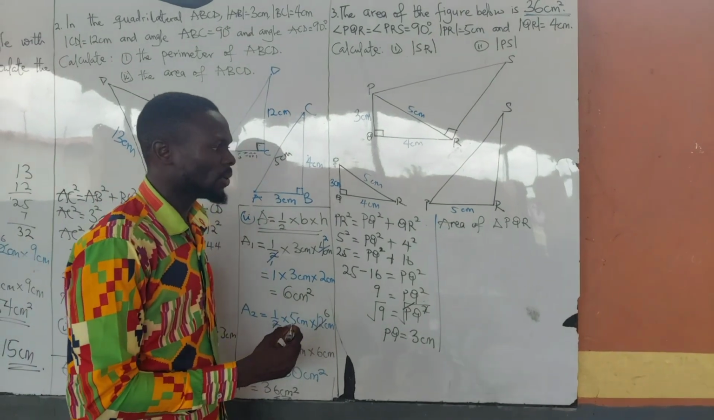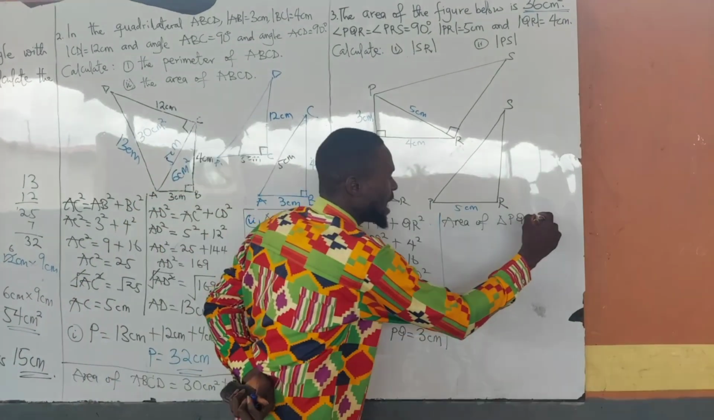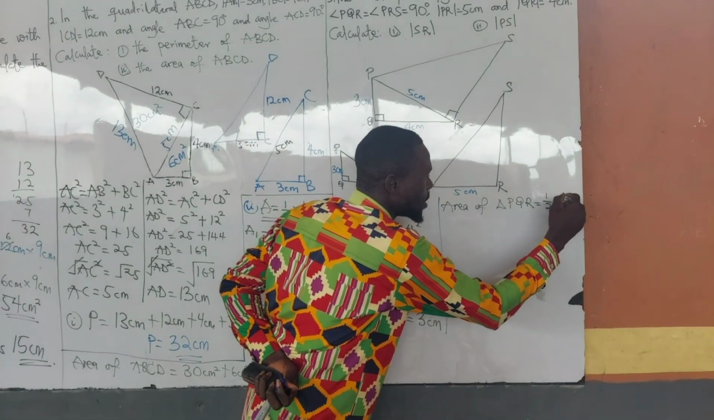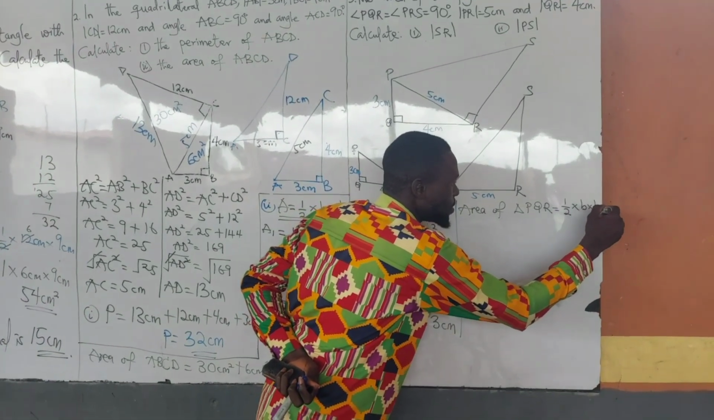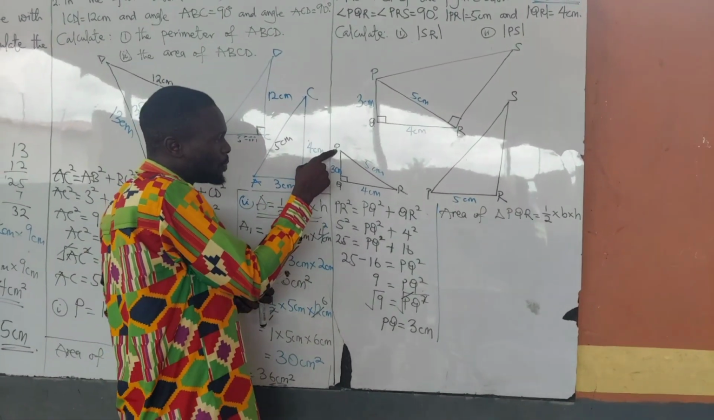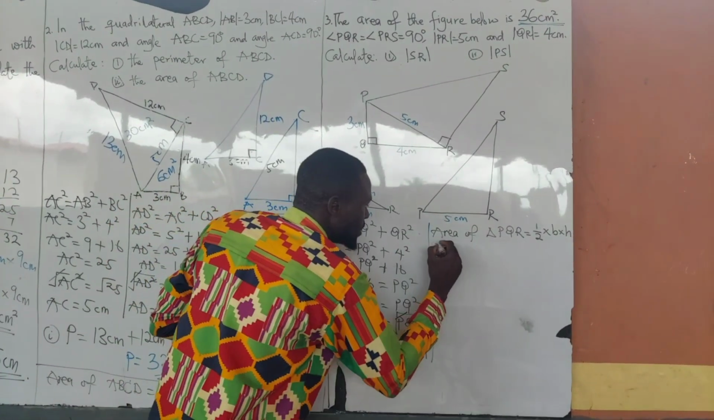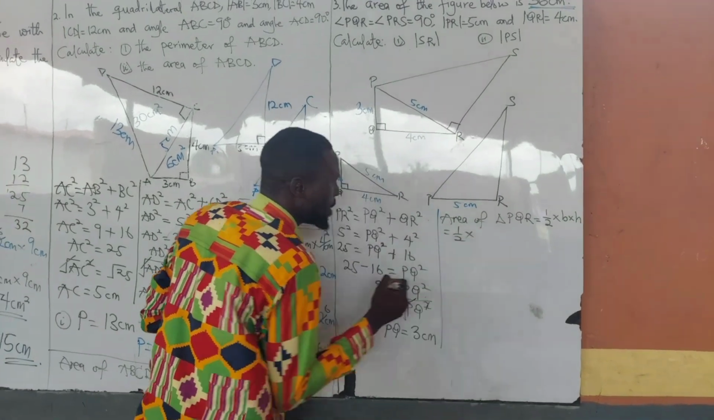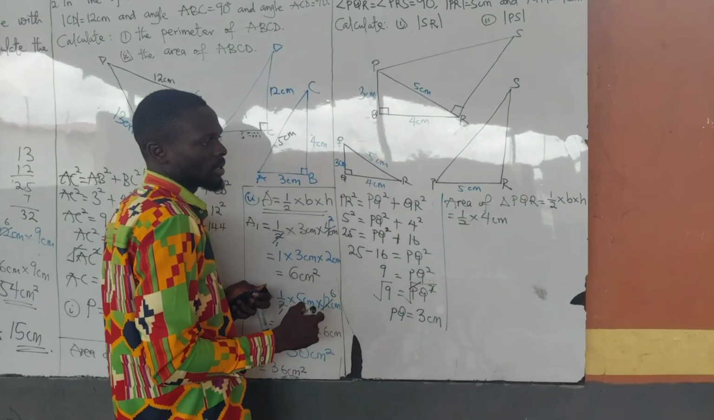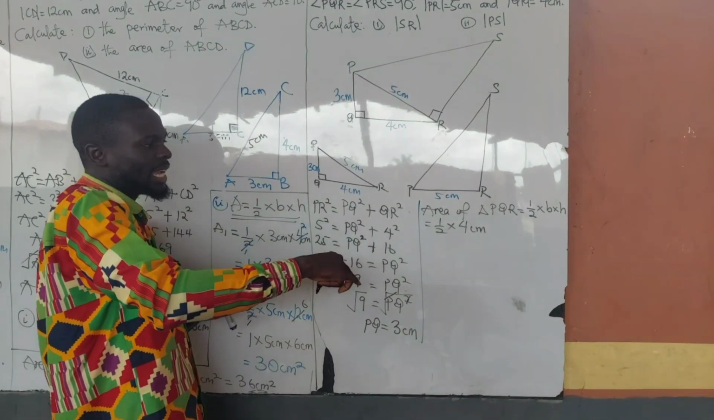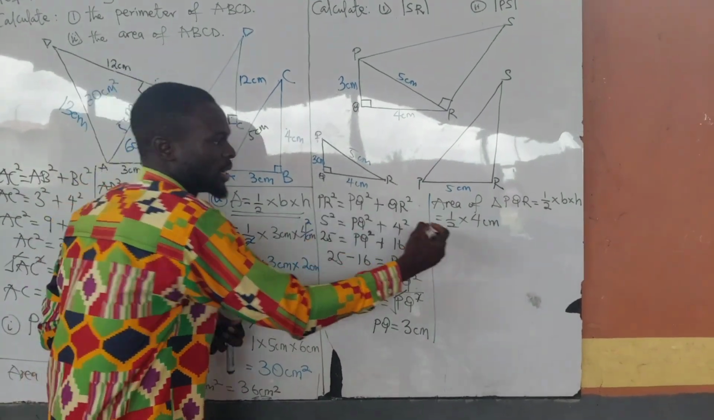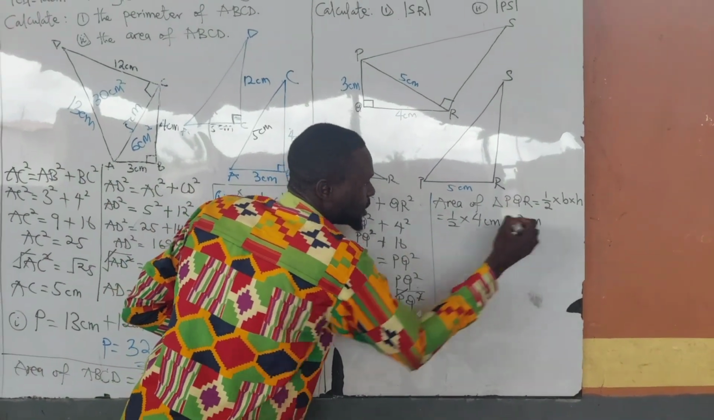Now what is the area? What is the formula? What did we say? We said area is half times base times height. So if I want the area of triangle PQR, then I am going to multiply the base. What is the base? 4 centimeters. Times the height. What is the height? We want the perpendicular height. So 3. So times 3 centimeters.